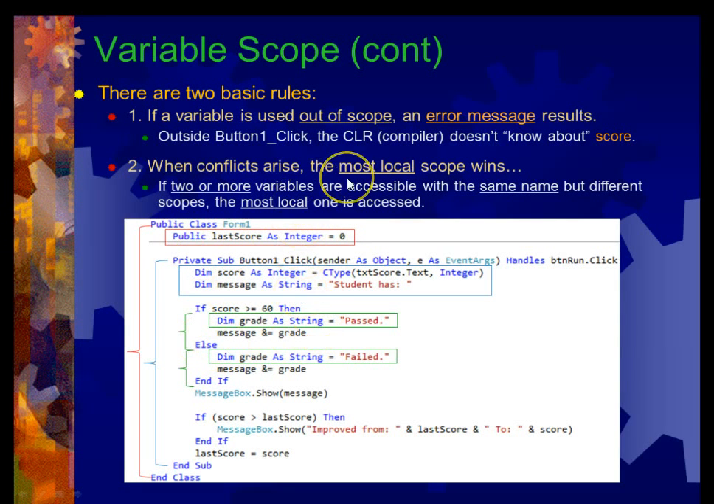Okay, when conflicts arise, the most local scope wins. If 2 or more variables are accessible with the same name but different scopes, the most local one is accessed. So if I access score in here, the most local is in here. So it'll be 5 in here. Okay?